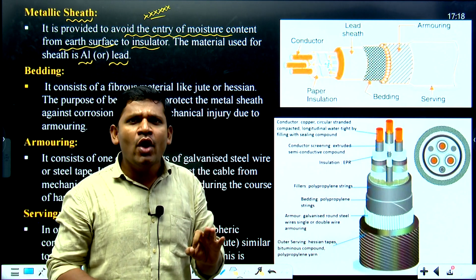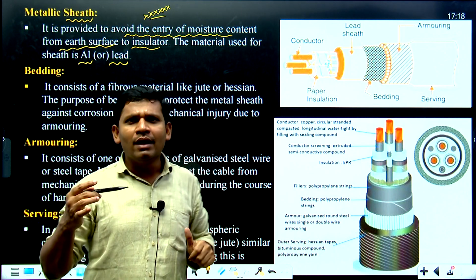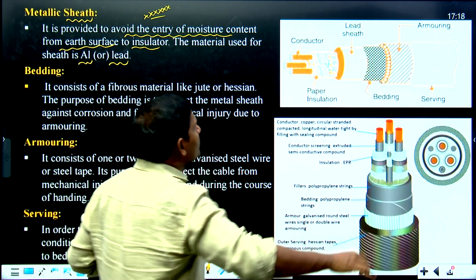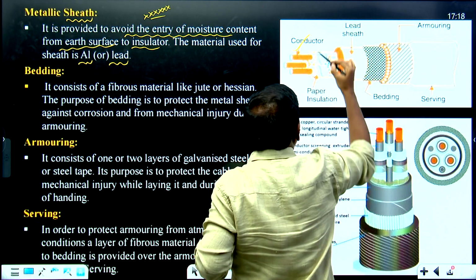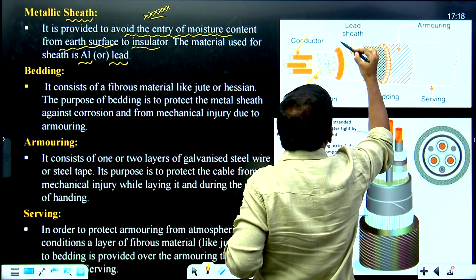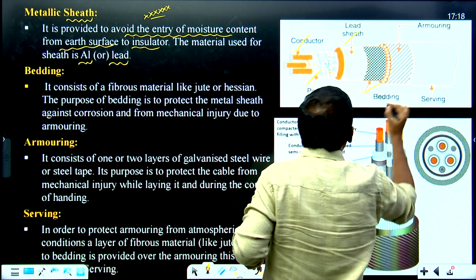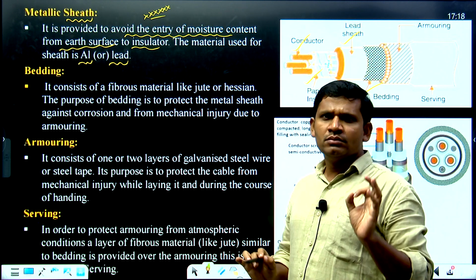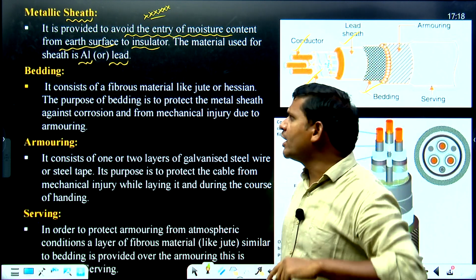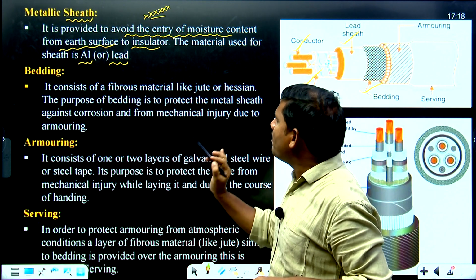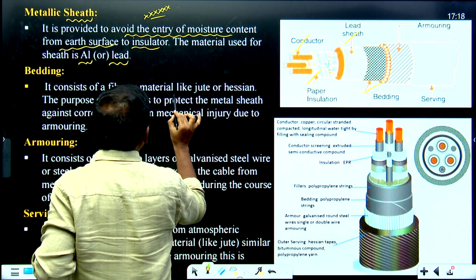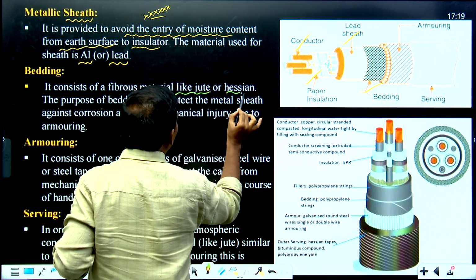And what is the material you have to use, students? Either aluminum or lead, but more preferable is the lead material. The next one: first conductor, next insulation, next sheath, the next one is bedding. What is the purpose of using bedding in a cable, students? It consists of fibrous material, that is, the bedding is made with fibrous material like jute or hessian material.